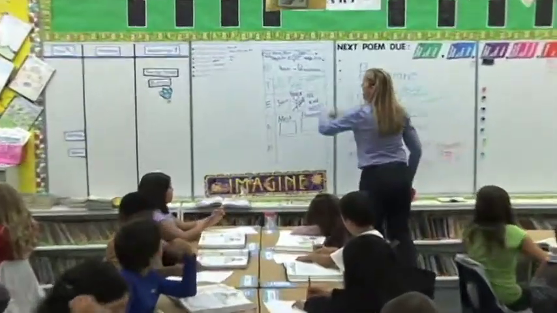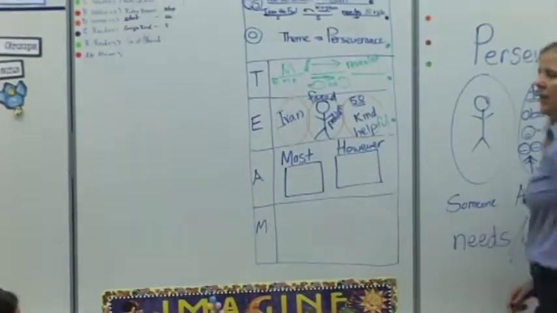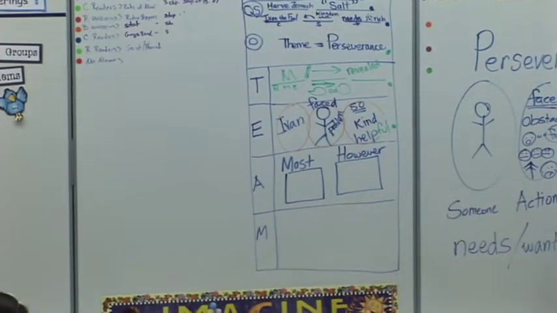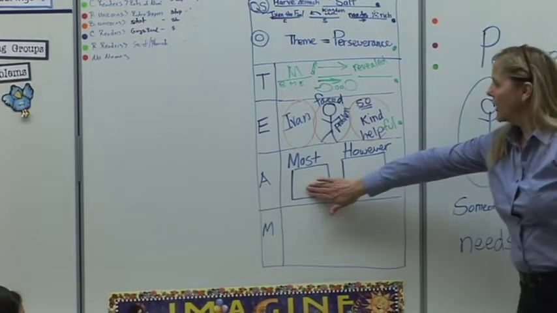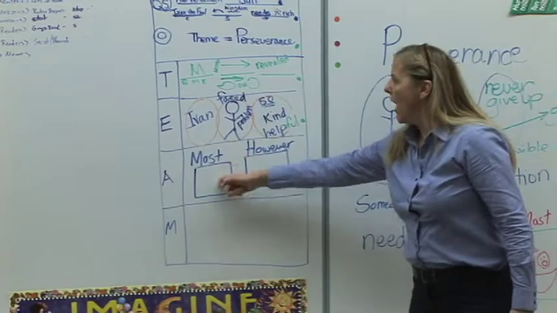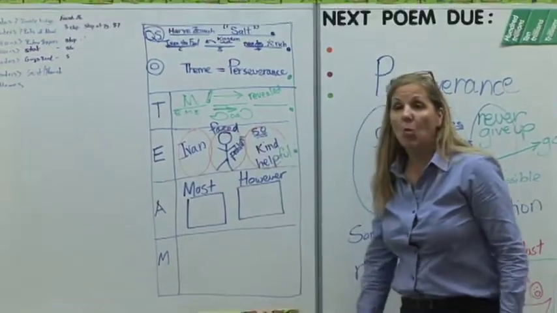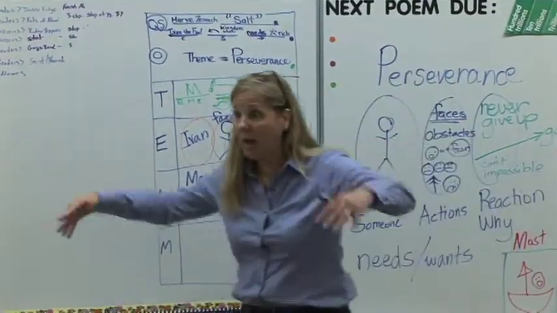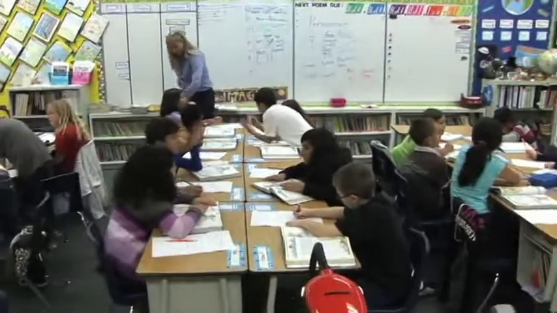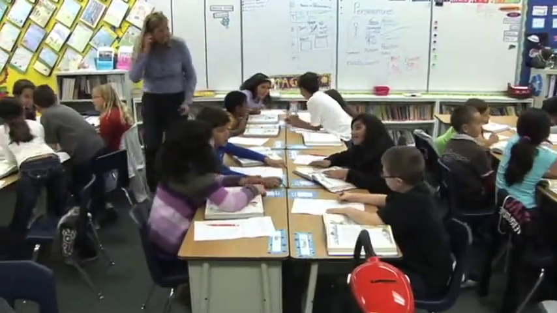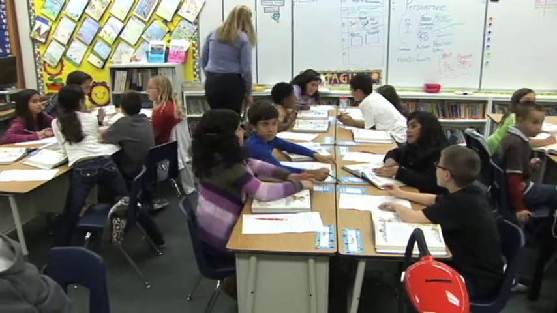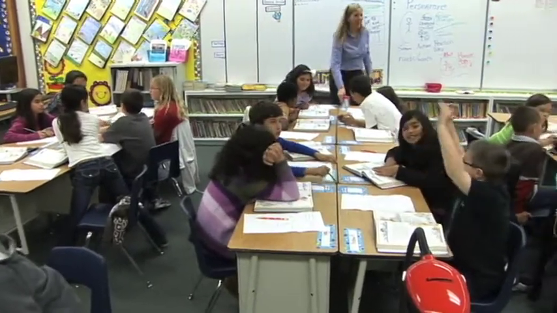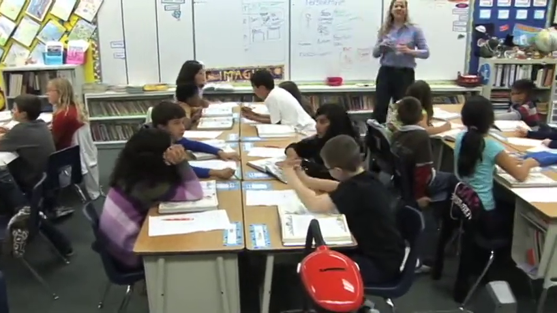Do most people in this story show perseverance, or was it mostly Ivan? Mostly Ivan. So let's go to this situation. When most people see a giant, what would they do? Tell people at your table. You walk up, what would most people do? They would, wouldn't they? Okay, stop. Sit up nice and tall.